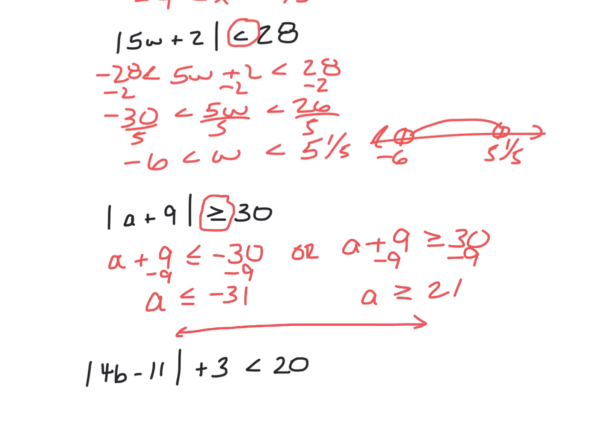This graph is going to be equal to, so closed dot less than that, closed dot at 21, and everything to the right of that.